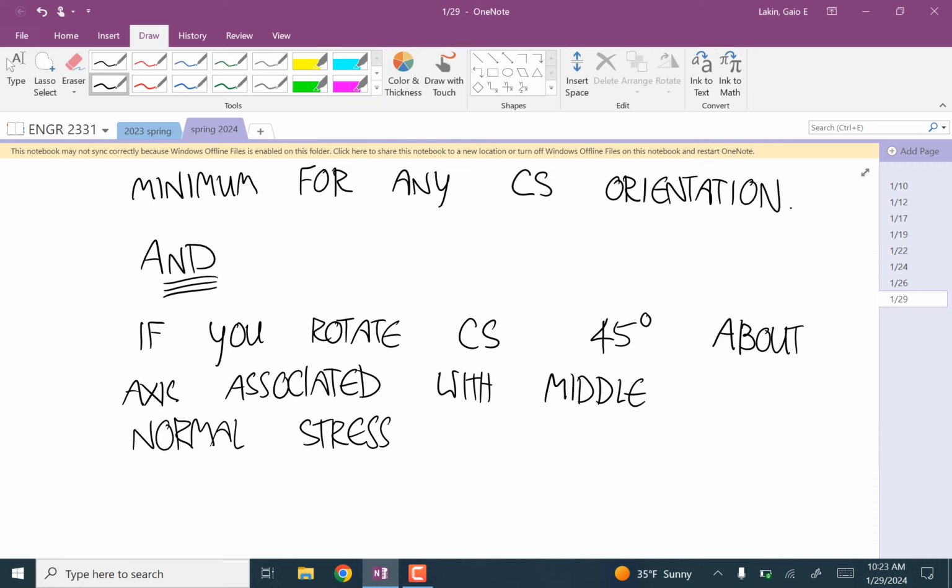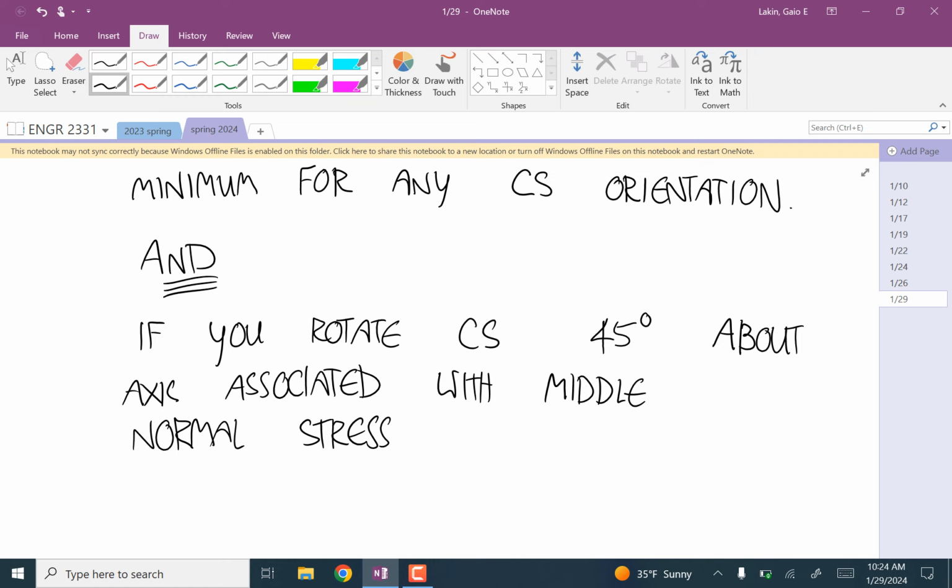So you have a stress that only has normal stresses. Okay, so if you draw the stress cube, you have either directly out or directly in tractions on the three faces, right? And if you find the face that's associated with the middle value of those, and you rotate your coordinate system 45 degrees about that axis, you get the stress tensor with the maximum absolute value of shear stresses.